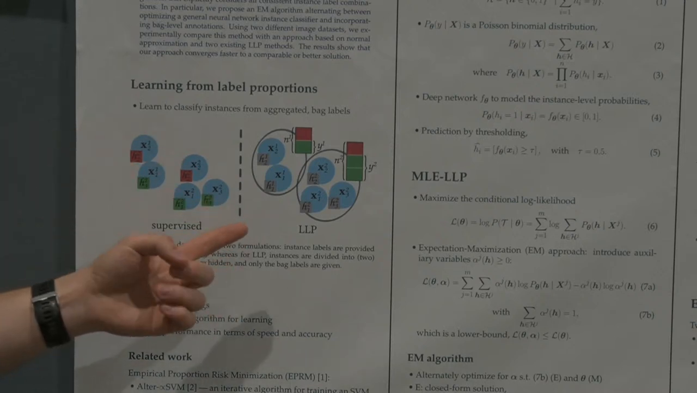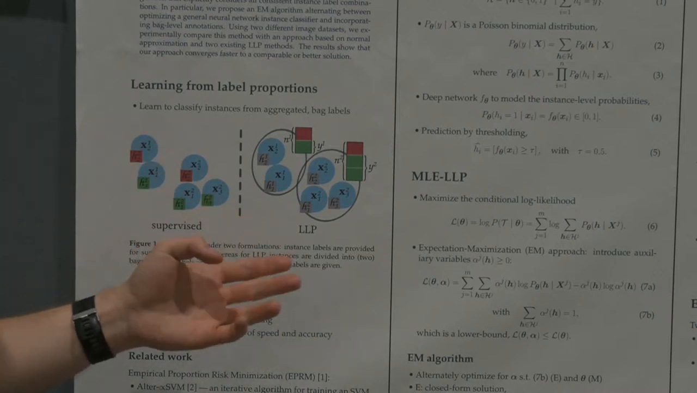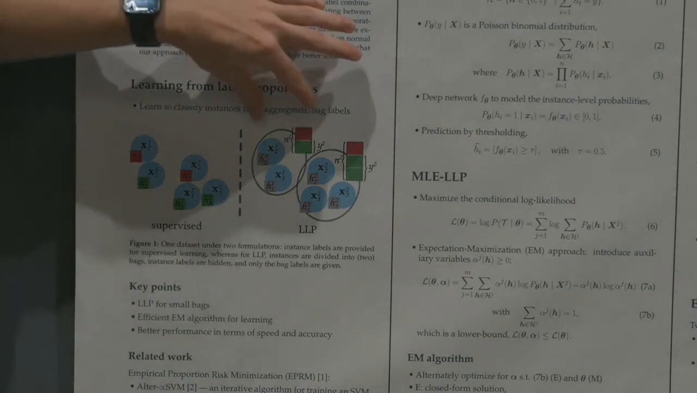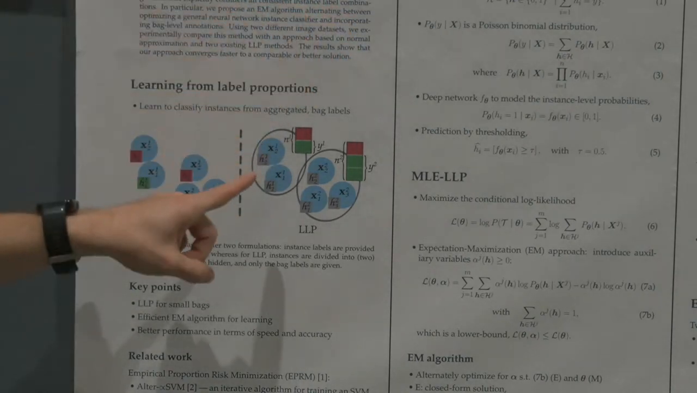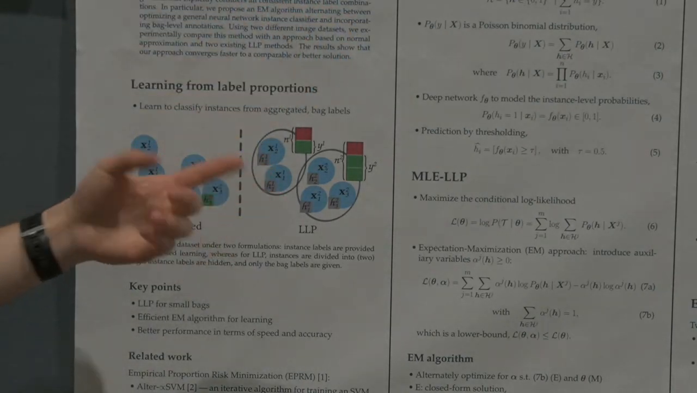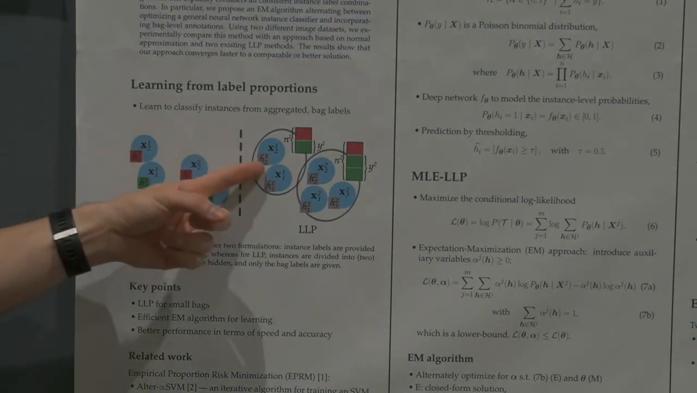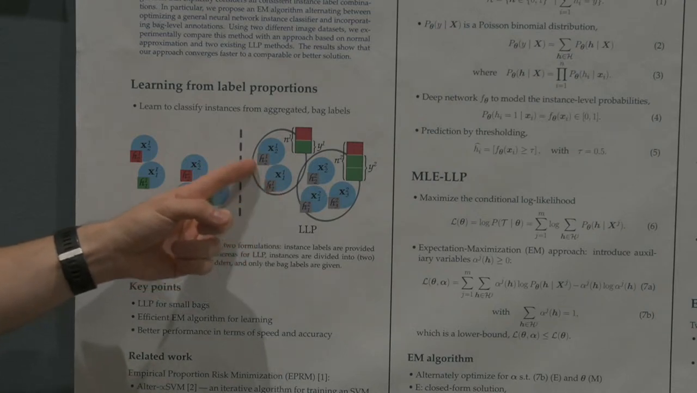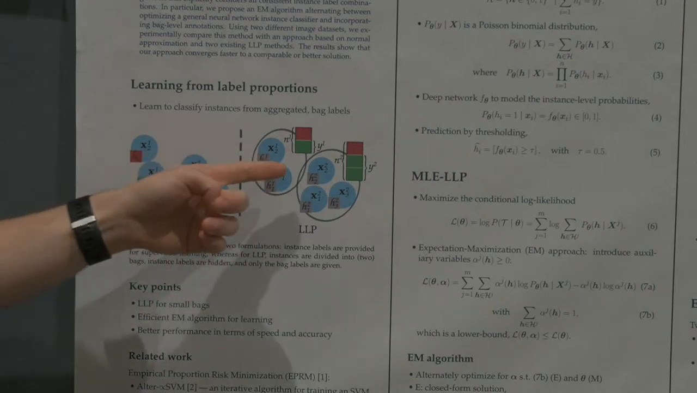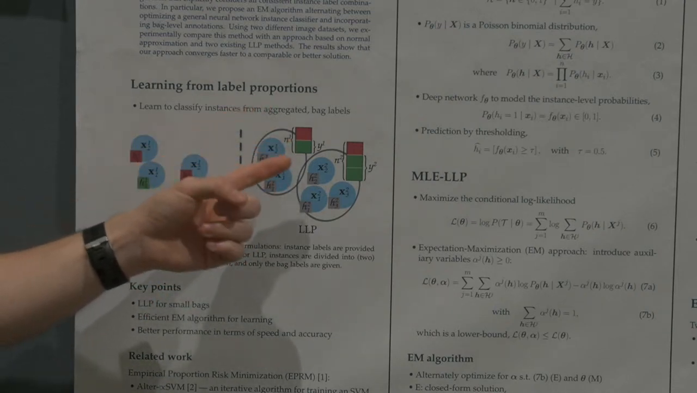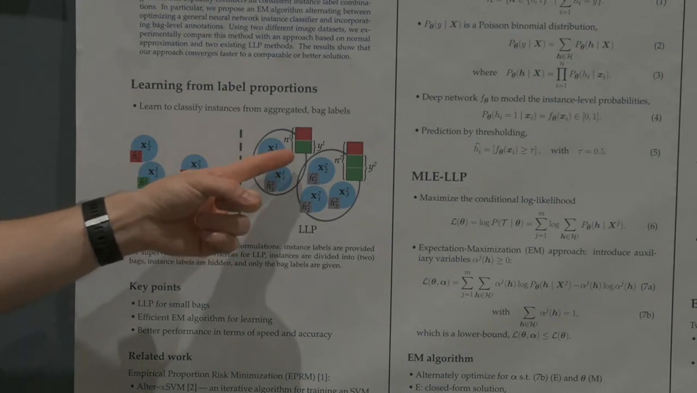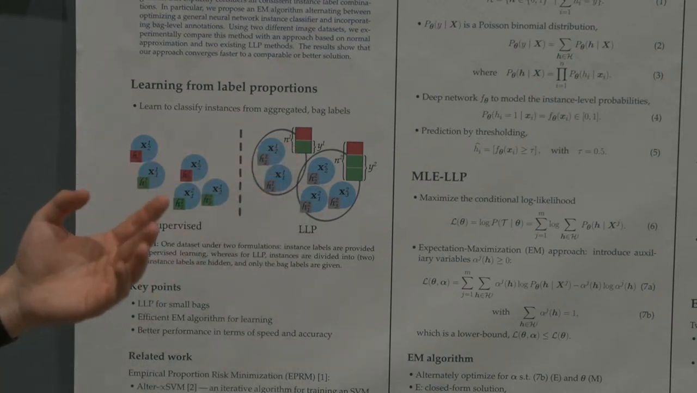So what we work with is something called learning from label proportions. In that case, the instances are grouped in something which we call bags. And we are not provided with individual instance labels. They are hidden. But we are provided with bag labels, and the bag labels give us the number of positive instances in each bag.